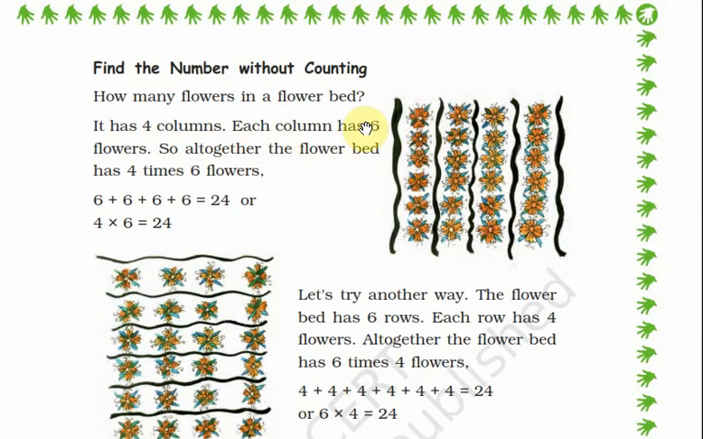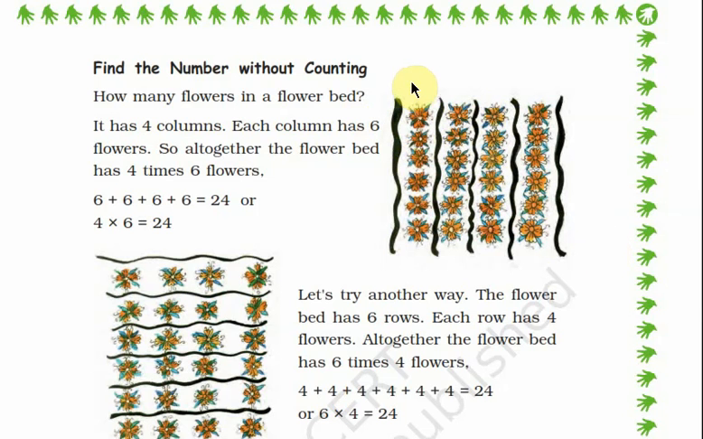So 4 times 6. 4 times 6 means otherwise 6 plus 6 plus 6 plus 6. 4 times 6 is equal to 24. Otherwise 4 times 6, 4 into 6 is equal to 24. So without counting we have to find out the number of flowers. So the number of flowers is 24. Otherwise you have to count like this 1, 2, 3, 4, 5, 6, 7, 8. So it will take more time.